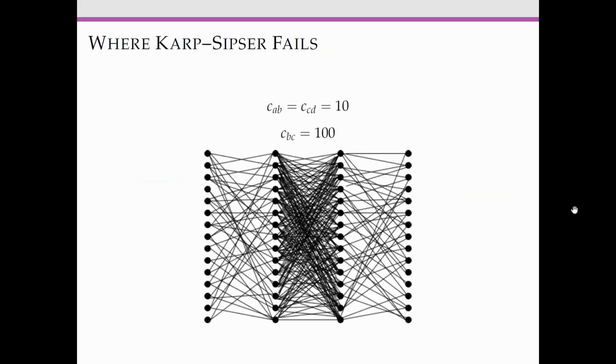Okay, so as I said, Karp-Sipser does well when all your average degrees look the same. But here's a case where it might not do so well. It's a 4-partite graph, and you have sparser edge probabilities on the 2 sides and some dense component in the middle. What you would likely want to do if you want to form a big matching is try to match as many edges as possible on the outside and then fill in the rest with this dense part.